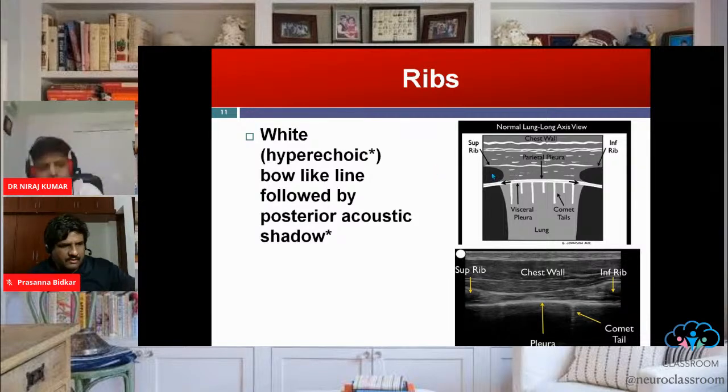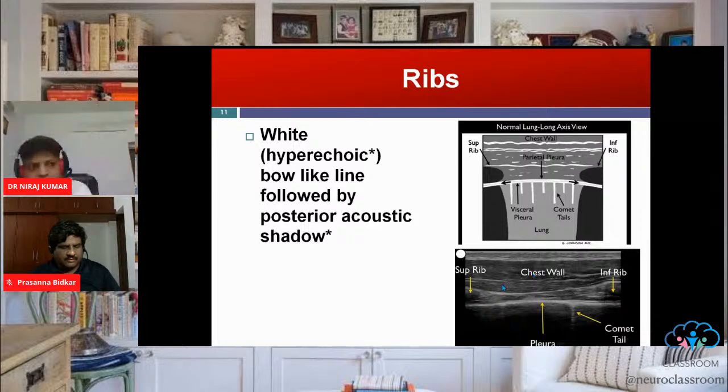So the first step I want to stress upon is to try to recognize this bony structure, that is the ribs. Identification of the rib is very important. Then the subsequent steps will be discussed. So I have made things simple. Try to recognize first this rib. This rib is a bone, so it will give a hyperechoic bow-like structure, then a hypoechoic border. So this is the ultrasound picture, a hyperechoic border with hypoechoic saddle. This is the cranial side. This is the upper rib and this is the lower rib.